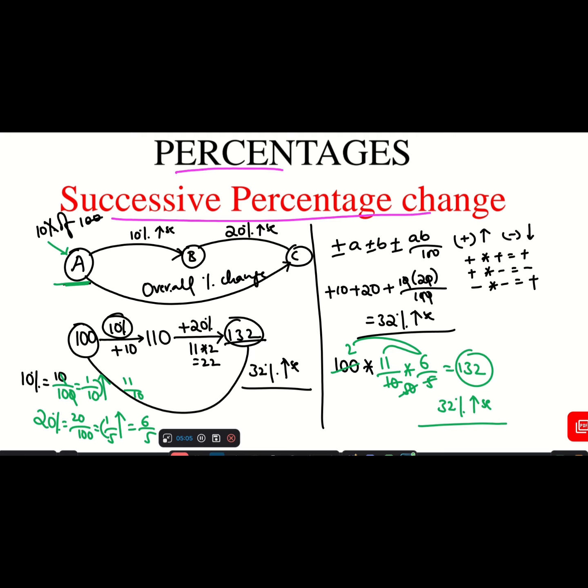So initially it is an increase, finally it is a decrease. The final value will be equal to the initial value, there is no increase and no decrease.